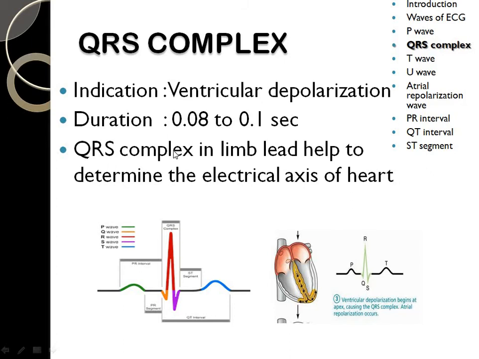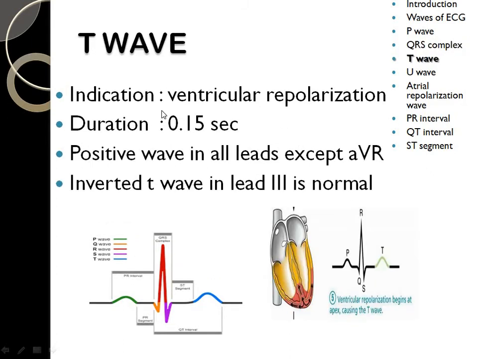Now the T wave. The T wave indicates the ventricular repolarization. Repolarization means ventricular relaxation. This is the T wave. The normal duration of the T wave is 0.15 second. This T wave is positive in all leads except aVR. The inverted T wave in the third lead is normal. If the inverted T wave is present in other leads, that is an abnormal wave.